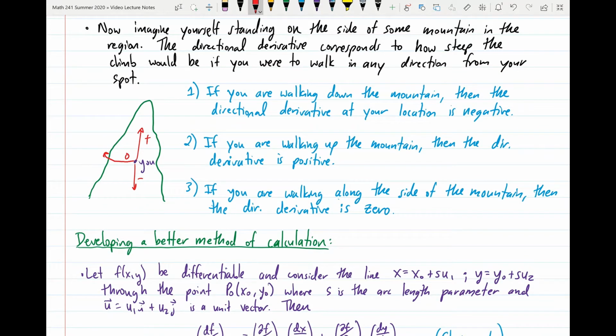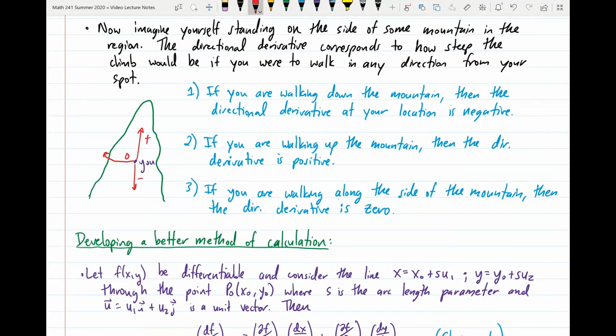I have a mountain in green, that's the best I could do, and then you are just a point standing on the side of the mountain. You can see that if you were to walk up the mountain, f would be getting higher and higher as you go up the mountain, so the directional derivative is going to be positive because the slope of the mountain in the direction you're traveling is up.